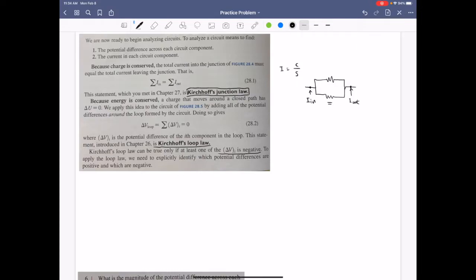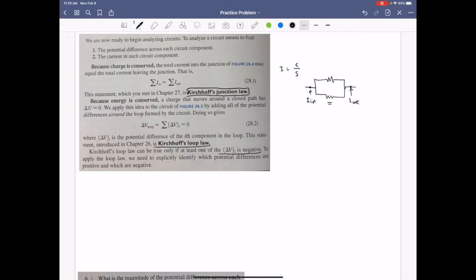Because energy is conserved, a charge that moves around a closed path has a potential difference equal to 0. We apply this idea to the circuit of figure 28.5 by adding all of the potential differences around the loop formed by the circuit. Doing so gives delta V loop equals the sum of all potential differences, which equals 0, where delta Vi is the potential difference of the ith component in the loop.